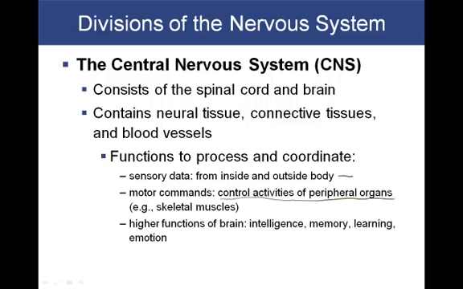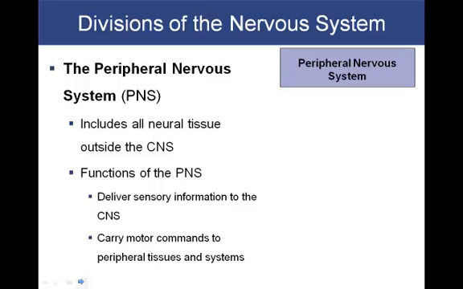And the central nervous system also handles all of the higher functions of the brain, including our memory, our ability to learn, emotions, as well as the intelligence. The peripheral nervous system, on the other hand, functions to deliver that sensory information to the central nervous system. And it kind of serves as a two-way highway.